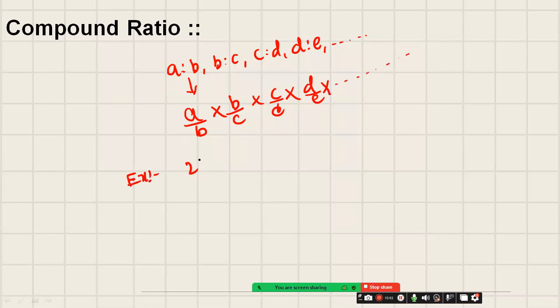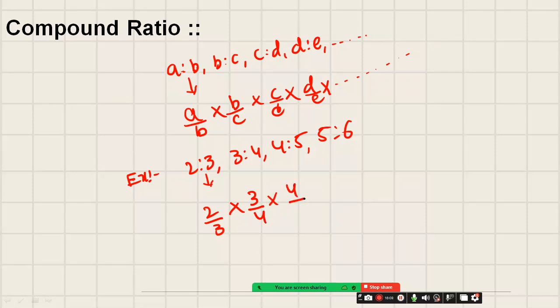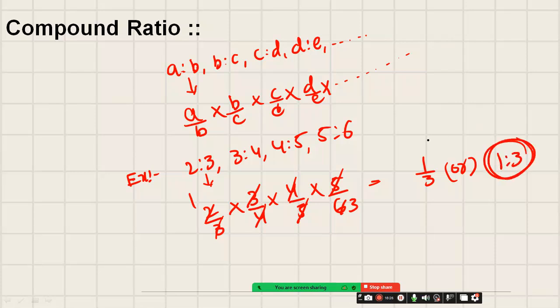For example, 2 is to 3, 3 is to 4, next 4 is to 5, next 5 is to 6. Find out the compound ratio. 2 is to 3 can be written as 2 by 3 into 3 by 4 into 4 by 5 into 5 by 6, guys. Let me calculate. 3 cancels, 4 cancels, 5 cancels. 2 ones are 2 and 2 threes are 6. Then 1 by 3 or 1 is to 3.